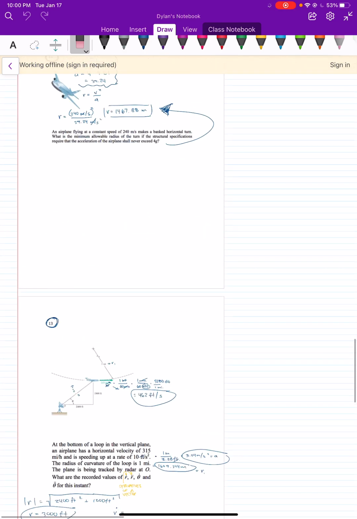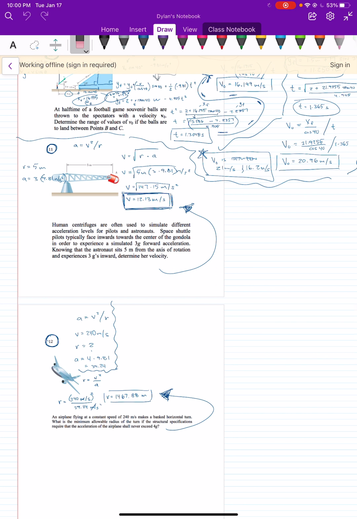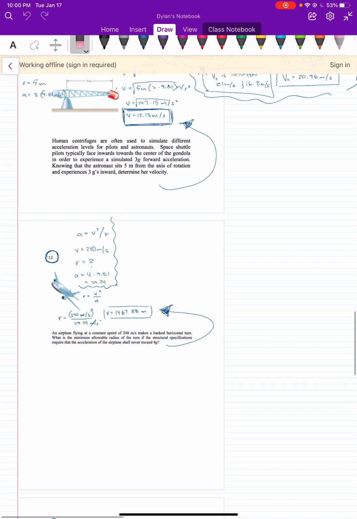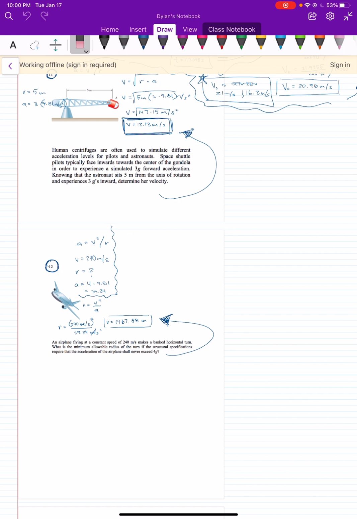Number 11, this is a circular motion kinematic equation. Basically just plugged everything in. However, 3Gs is just 3 times the force of gravity from my understanding. So I had to account for that. Number 12 was the exact same, just at 4Gs with different unknowns. So I had to reorganize that equation just to find r instead of velocity.